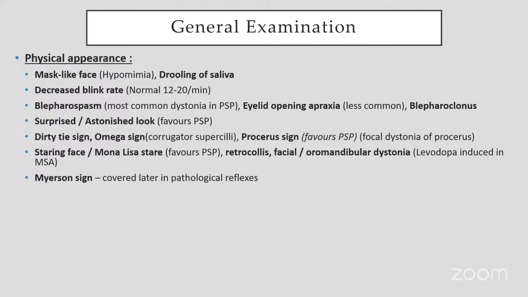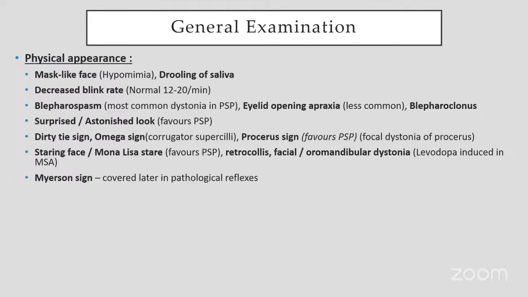Less commonly, we can also observe eyelid opening apraxia. And for PSP, as I told, they have this astonished or surprised look because of the overactive frontalis. And the dirty tie sign or omega sign. In dirty tie sign, their vertical movement is restricted, they are not able to look down, so when they are eating they are very clumsy eaters, and food falls. So that is the dirty tie sign.